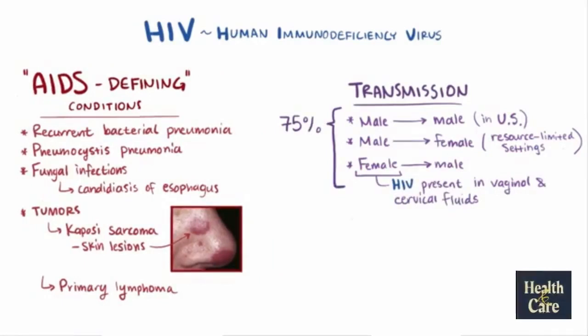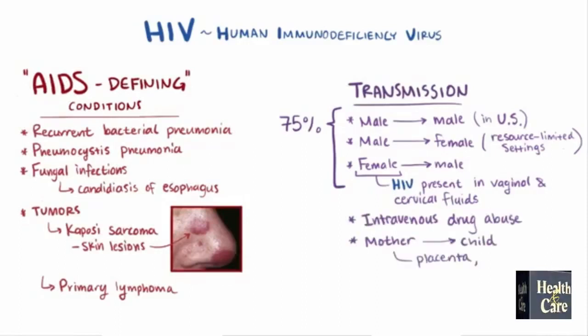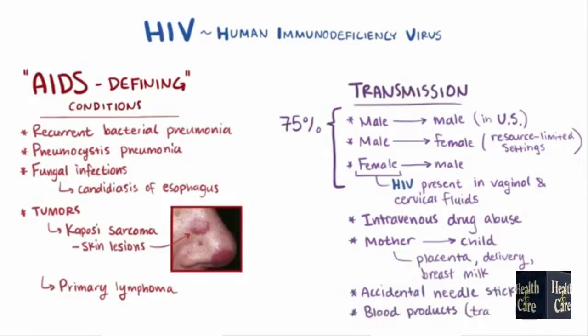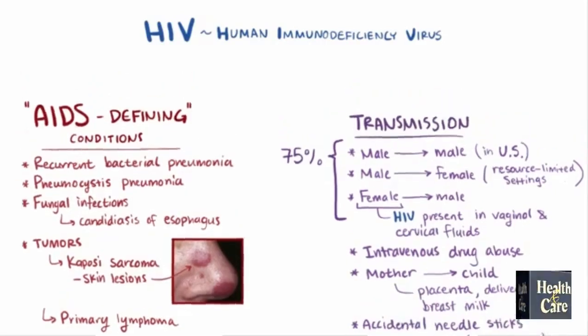The next most common means of transmission include things like intravenous drug abuse and mother-to-child transmission, which can be via the placenta, during delivery, or via breast milk. Other much less common modes of transmission include accidental needle sticks and use of blood products like blood transfusions.